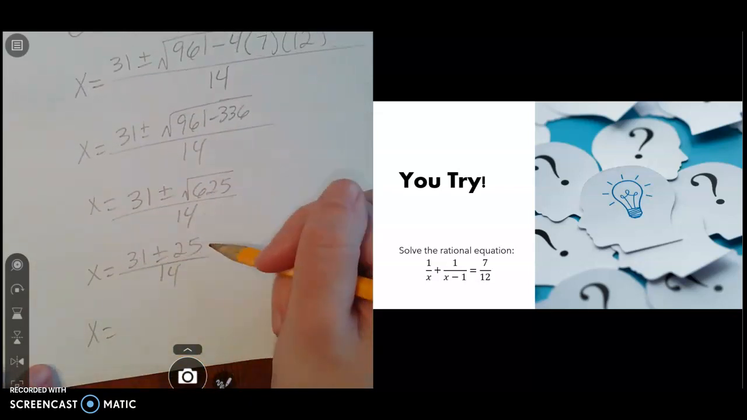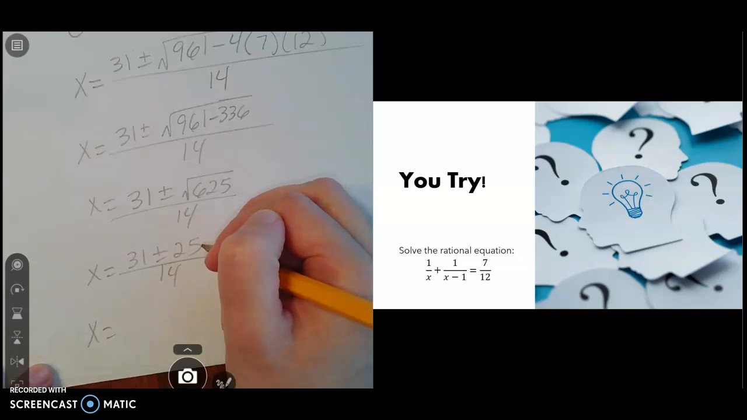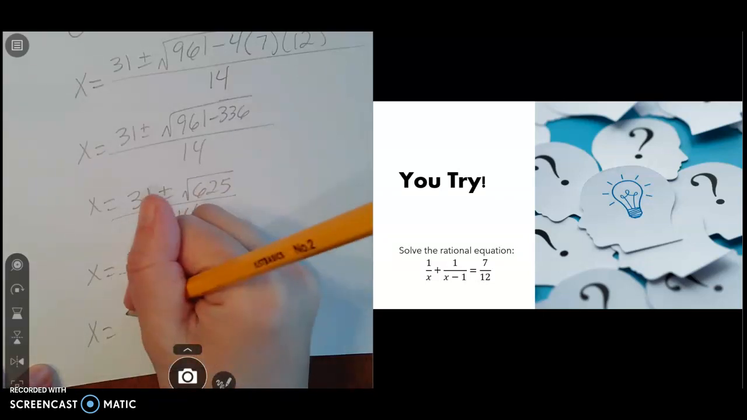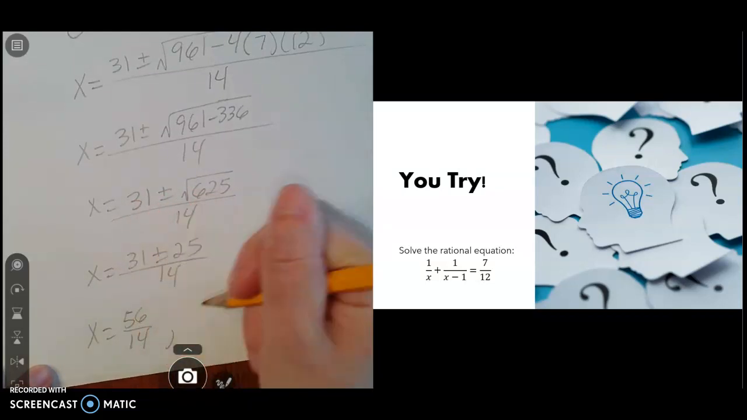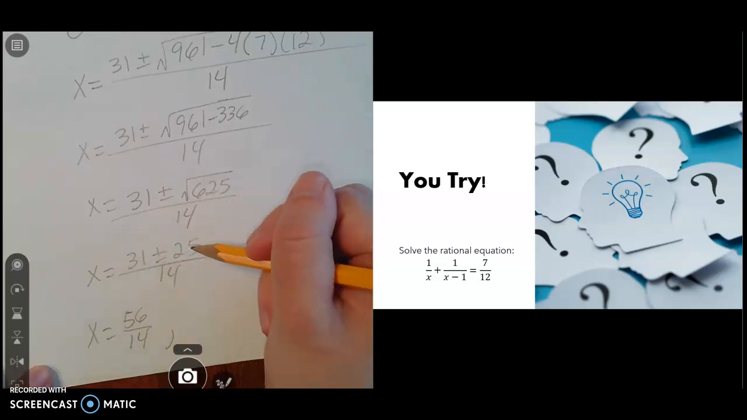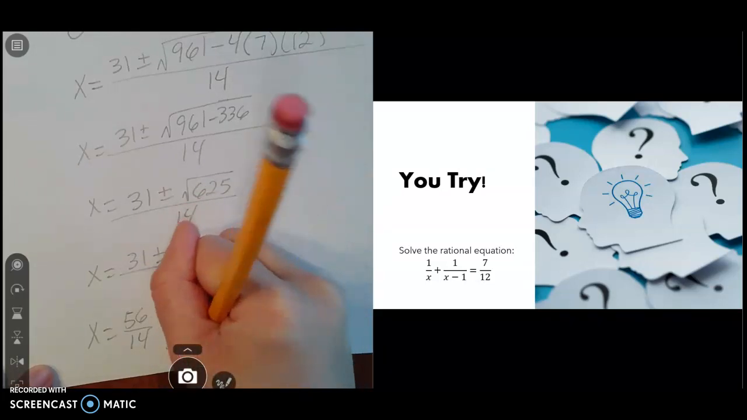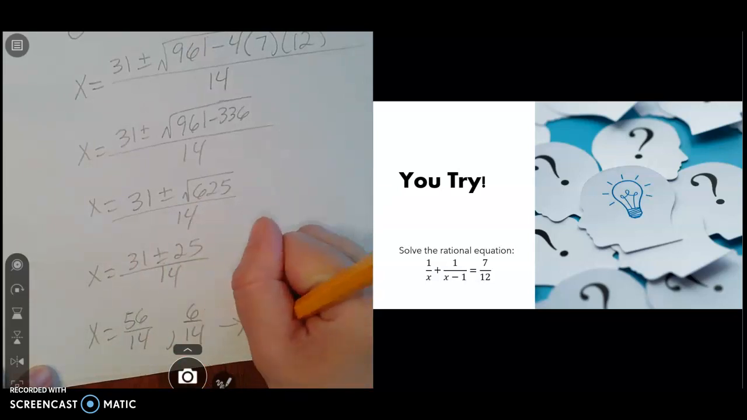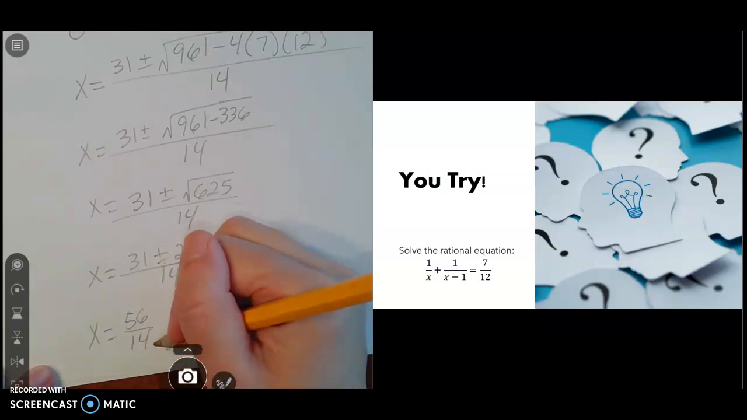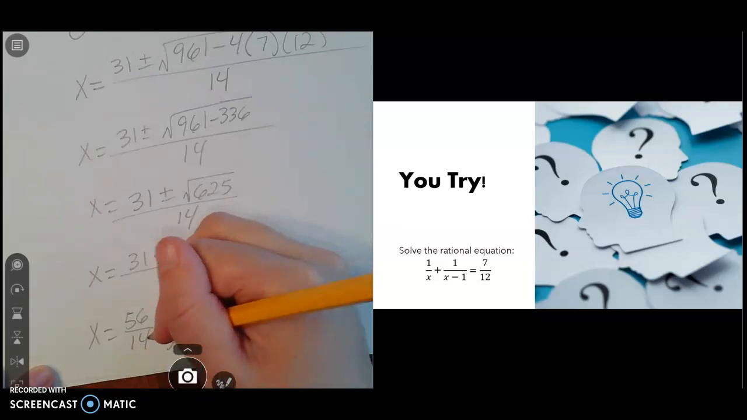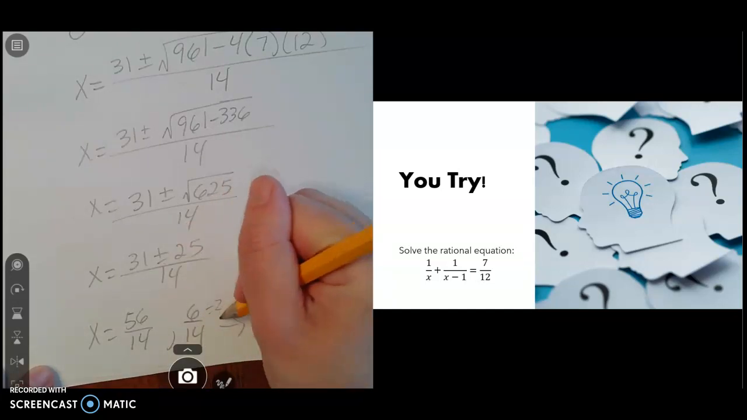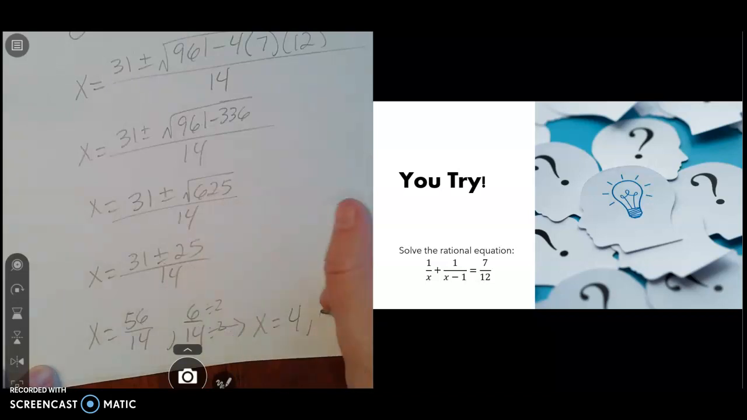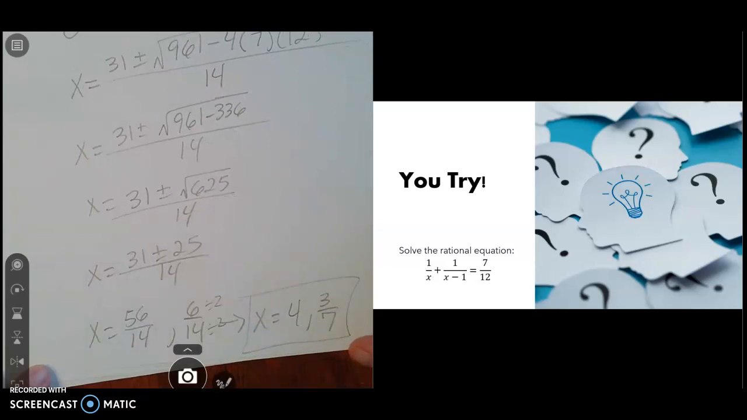I can do 31 plus 25, which would be, 3 plus 2 is 5, 1 plus 5 is 6, so 56 over 14. My other option, I could do 31 minus 25, which would be 6 over 14. And both of those simplify, so let's do it. 56 divides by 14 perfectly, so 56 divided by 14 is 4. 6 over 14, we can just simplify the fraction. They're both divisible by 2. So I can simplify that to 3/7. So there's my two answers. x is 4, or x is 3/7.